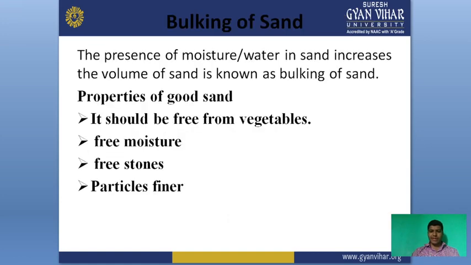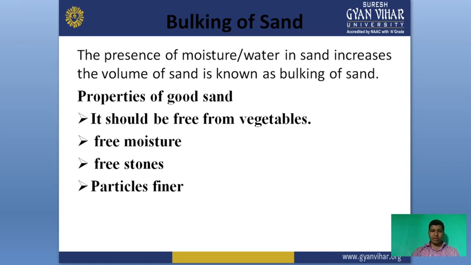As you know, sand is used for plastering and it is also used in concrete. The next topic is the bulking of sand. What is bulking of sand? The presence of moisture, meaning water, in sand increases the volume of the sand, and this is known as bulking of sand. It means the presence of moisture or water in sand increases the volume, and this process is known as bulking of sand.